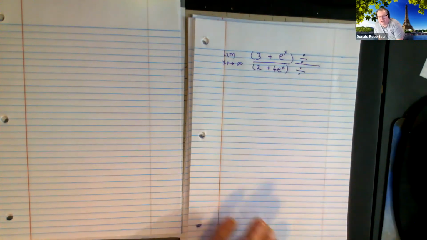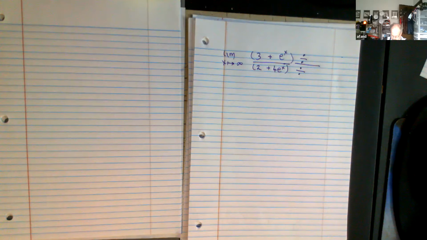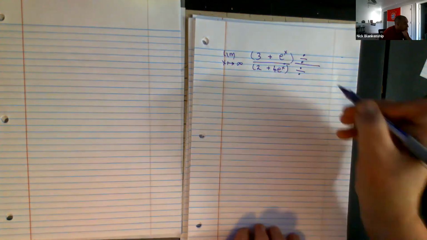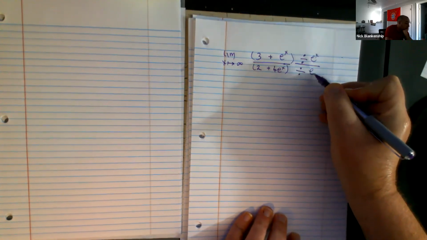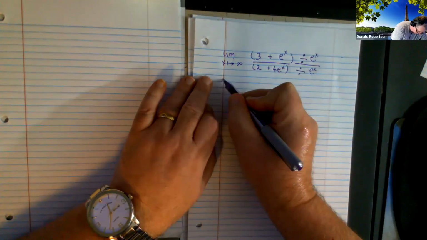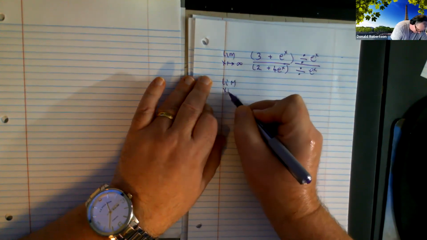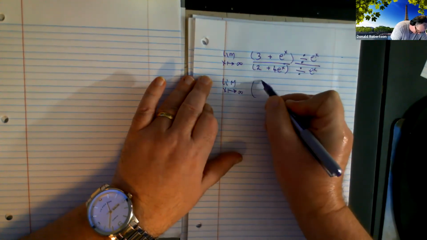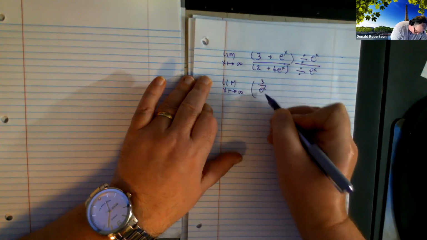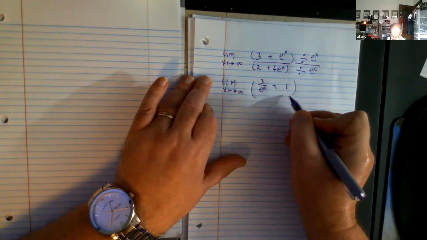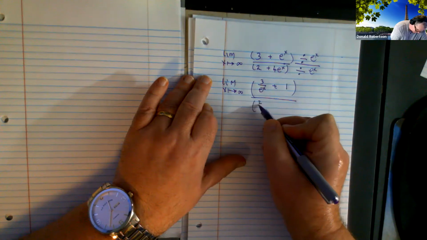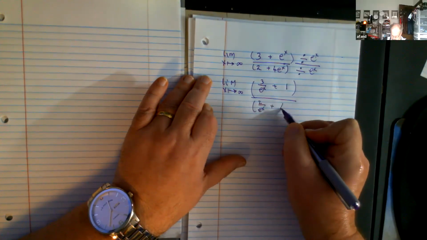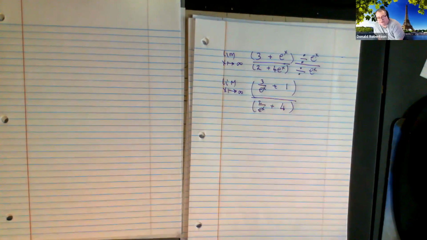What do you think I should divide the top and bottom by in this question? To e to the x. E to the x? Yeah. Well, let's see what we get. That's the right thing to do. So you're going to have 3 over e to the x, a bit messy, plus 1. And then you're going to have 2 over e to the x plus 4. Are we happy about that? That when you divide by e to the x, it turns into that.